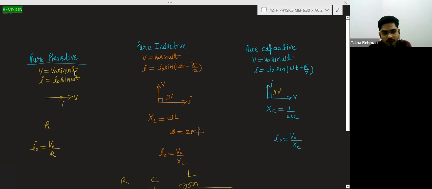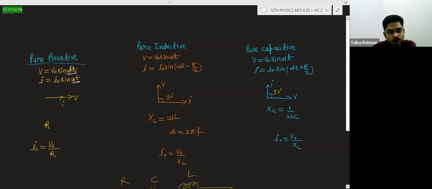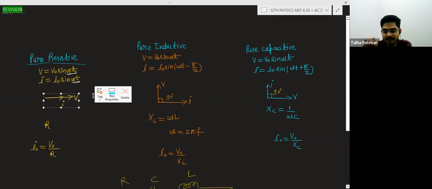This is the equation of the voltage. I is equal to I naught sin omega t. What is omega t here? Here your omega t will be the phase of the voltage. Omega t is the phase of the voltage, and omega t is also the phase of the current. Here the phase of the voltage and the current is the same. That is why the phase difference is 0. That is why current and voltage are in the same phase.